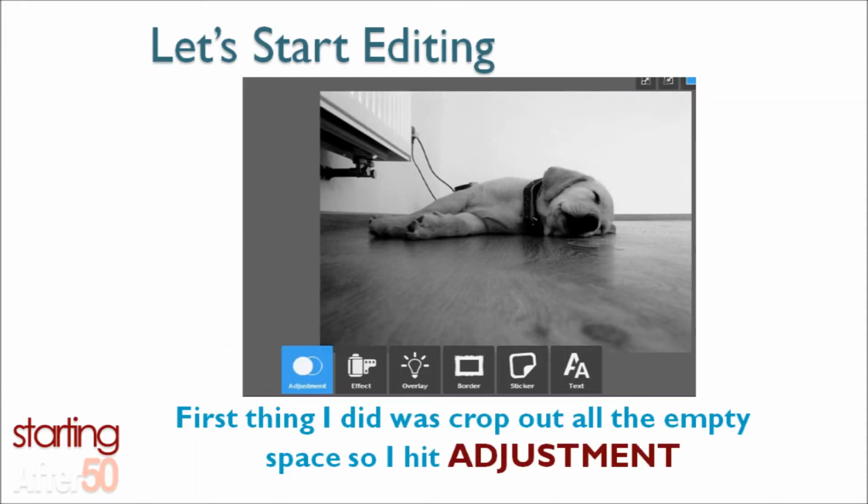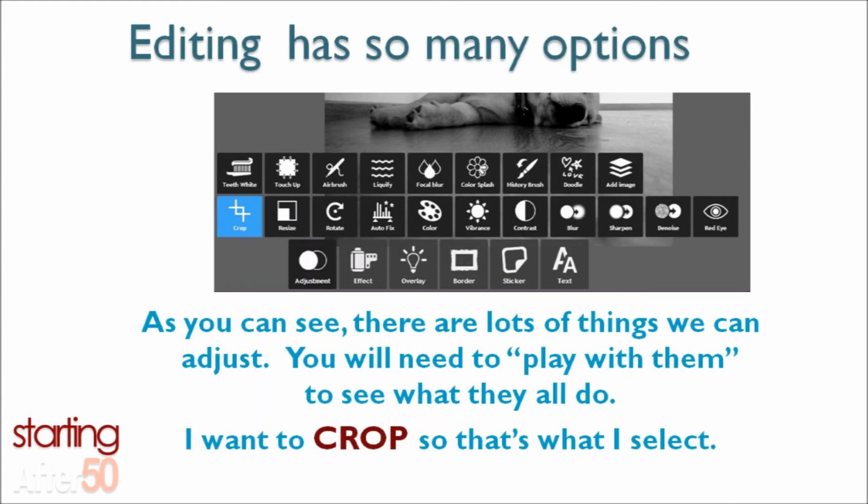The first edit I want to make is to eliminate all the dead space in the image. I do that by cropping the image. So I need to click on the Adjustment button. When you click on Adjustment, up will come a lot of options. But don't worry, you won't need each one of these for every image that you make. Today, we just need the crop option.